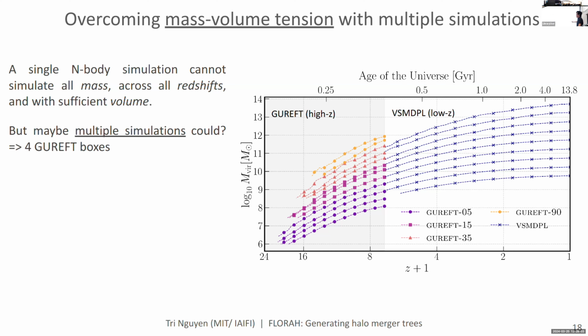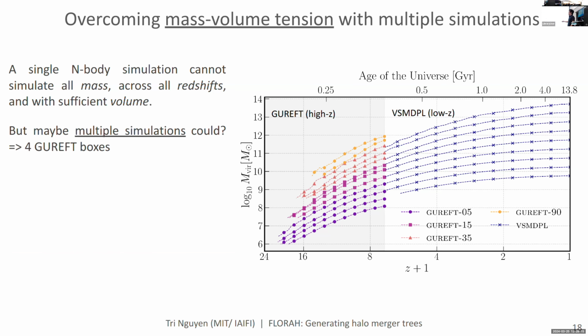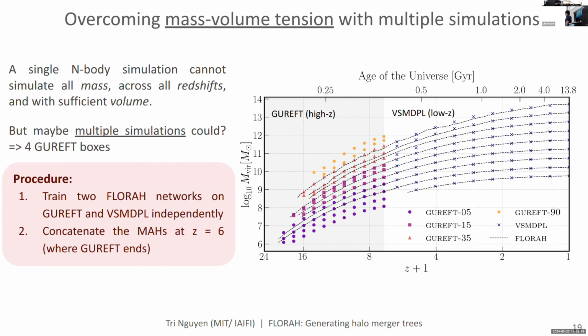Here, what I'm showing is just the mass assembly history over redshift, and this is simulation only. But what I can do now is sneakily replace all the lines of the simulations with trees generated from z equals 0 to 20, where the Very Small MultiDark network generates something from 0 to 6, and then the graph neural network FLORAH picks it up from there, from 6 to 24. And as you can see, you can use this to generate something from 0 to 20, effectively concatenating the simulations in a very natural way.